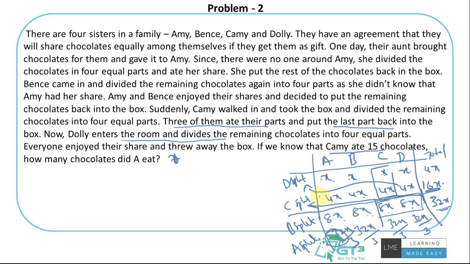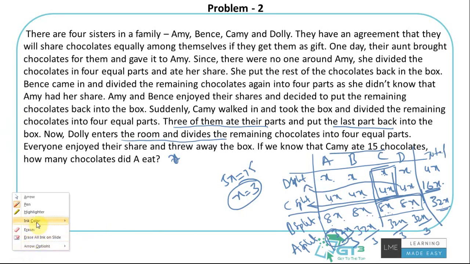When did Kami, or C, eat? When she split the part into 4 equal parts, she ate her part, and then from the remaining chocolates D came and split them again into 4 parts and C ate that also. When B split, C did not eat. When A split, C did not eat. So that means C basically ate X plus 4X, that is 5X is 15. So what is the value of X? X is 3. That means A, B, C and D ate 8, 3, 3, 3 and 3 chocolates.